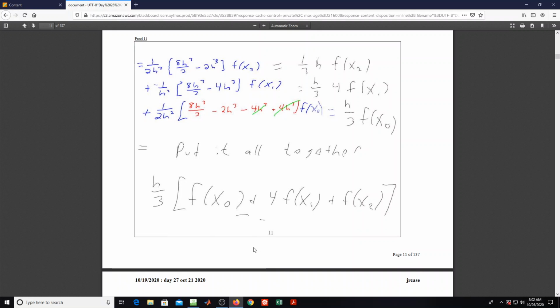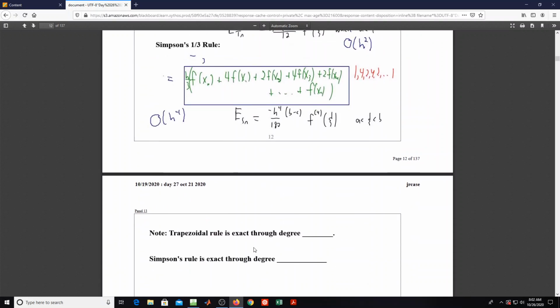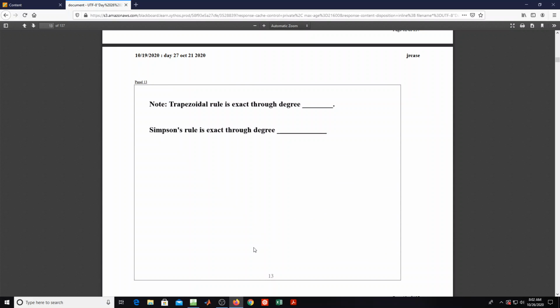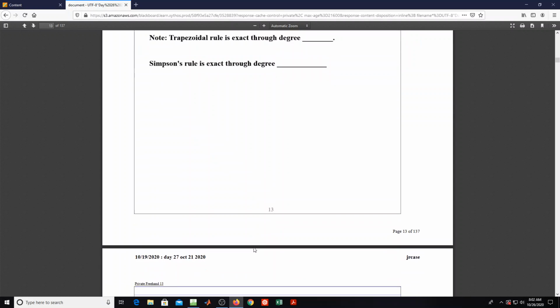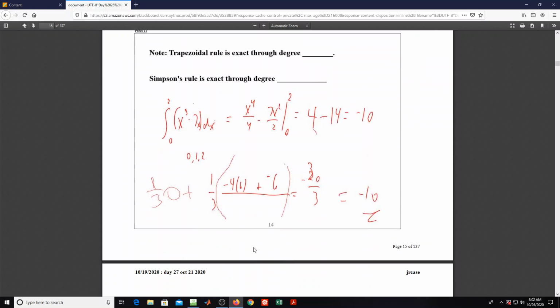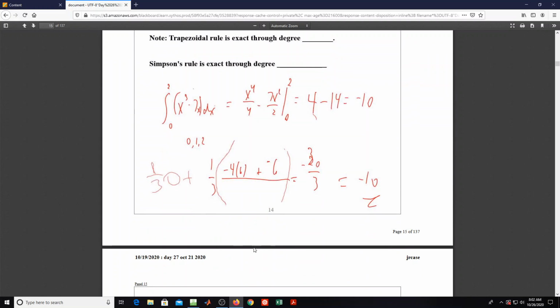The other way you can derive some things is in terms of Taylor series. The trapezoidal rule is degree 1, so if you have linear functions, it's exact. Simpson's rule is exact through degree 3. We showed that if you integrated from 0 to 2 of a cubic polynomial, all you have to do is evaluate it at 0, 1, and 2 with this 1, 4, 1 rule, and you get the exact answer, which is kind of nice at times.